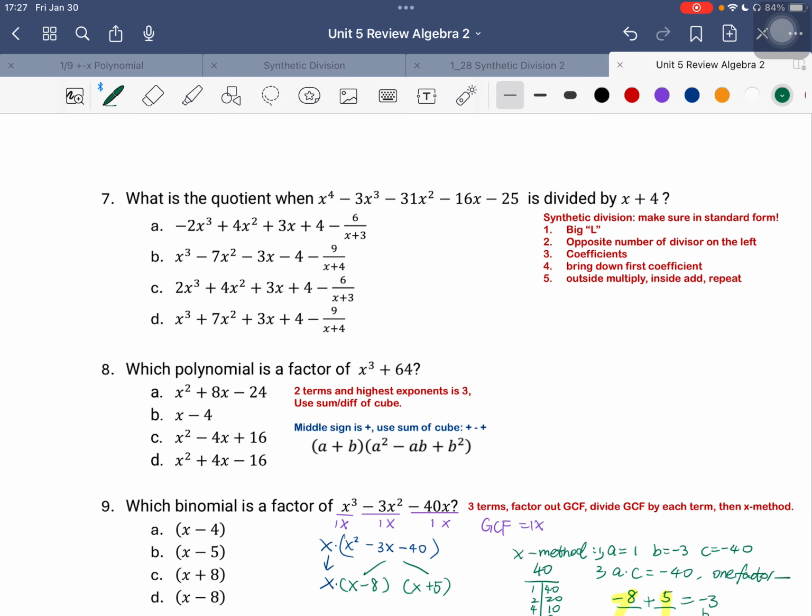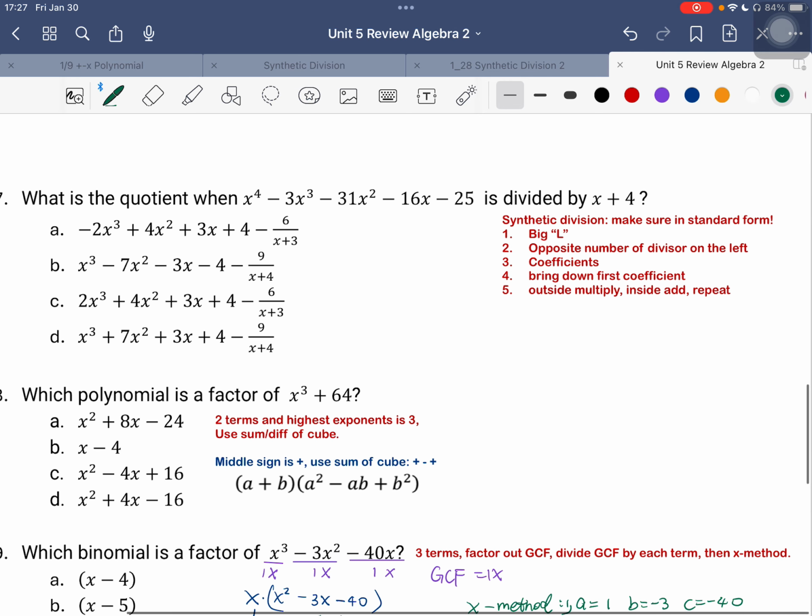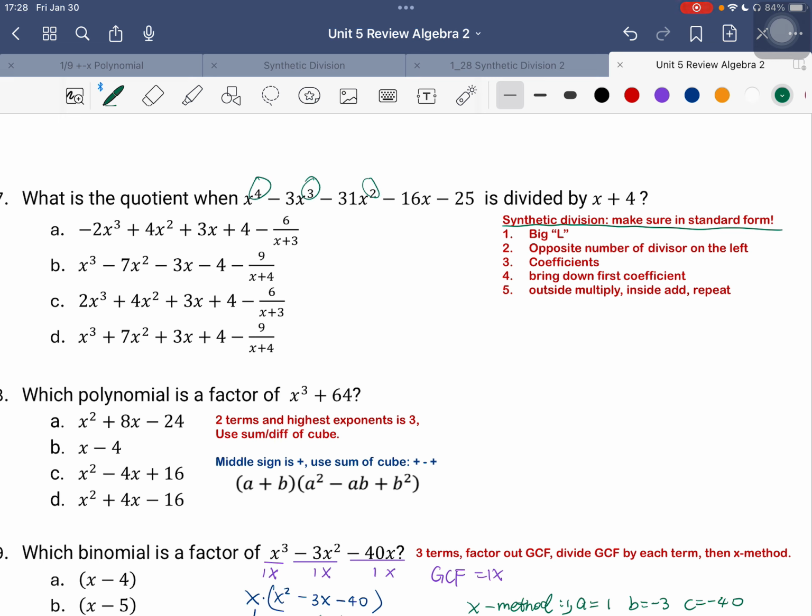What's the quotient when... okay, this one is a synthetic division question because you see the divisor. I need to make sure the question is in standard form, so let's check the exponents: 4, 3, 2, 1, 0. Okay, it is in standard form. So first thing I need to draw a big L. After the big L, on the left side, I need the opposite number of the divisor. So it's positive 4, all I need to put is the opposite, negative 4.